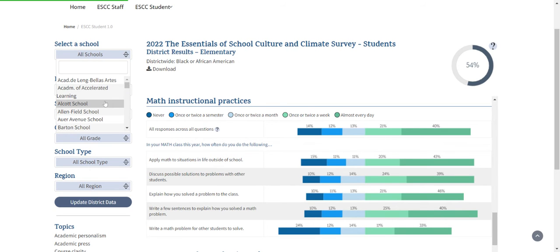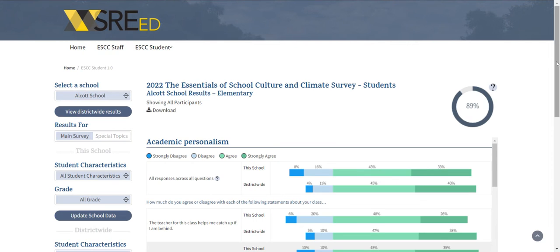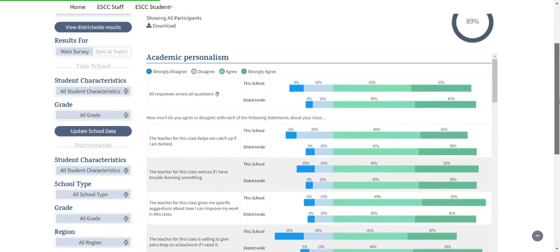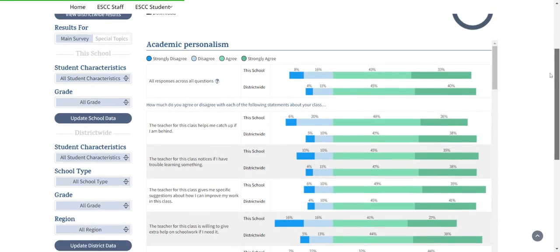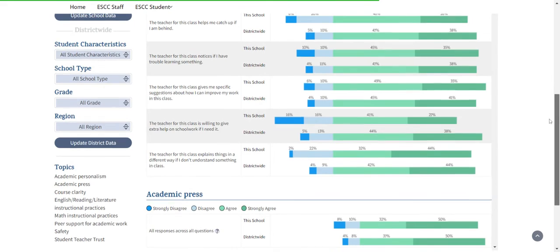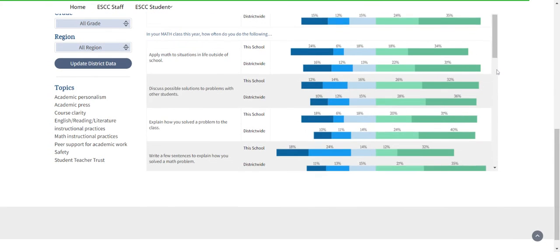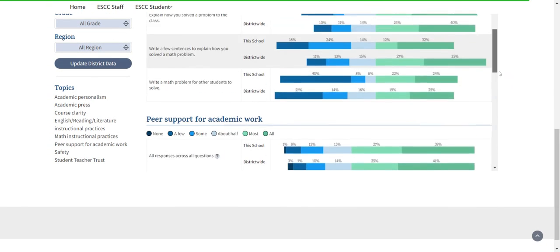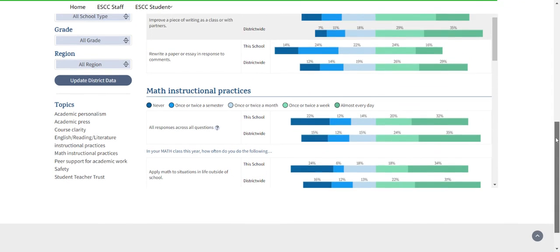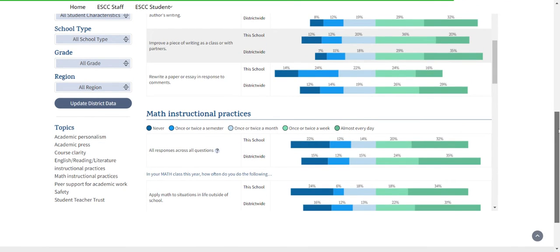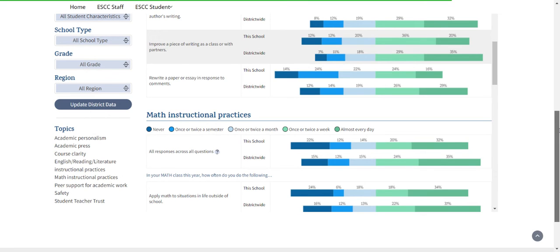I can filter by school. I can look at a specific school's results. Same idea. So 89% of students in the school responded to the survey, and these are their results. And these are results compared to their district. So they can really make some adjustments and try to make an apples-to-apples comparison of my school to the district.